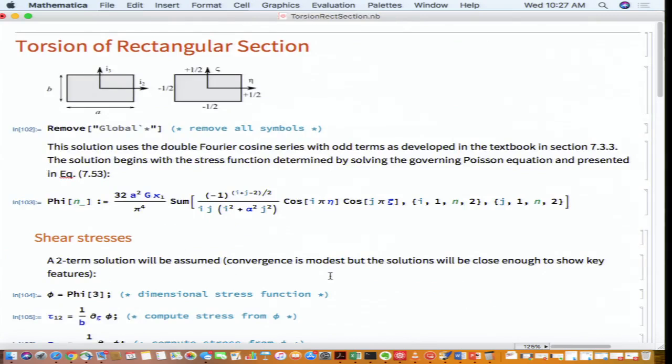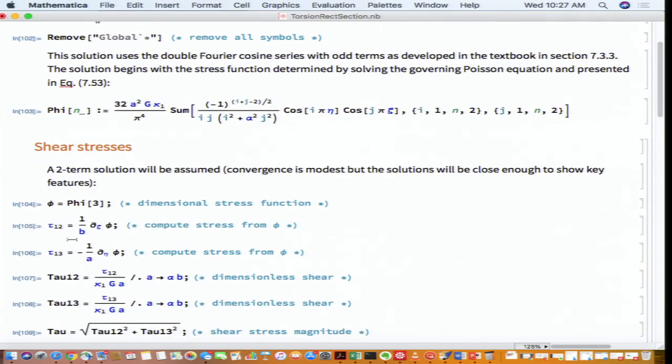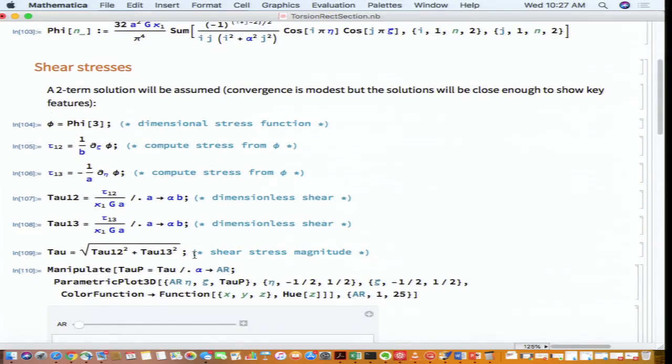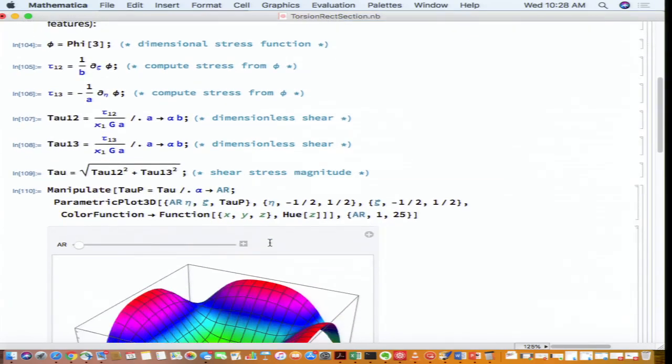So in class we did that you can represent a Prandtl stress function for a rectangular cross section by using a double Fourier series summation. It's the same thing here. We are evaluating the tau 1 2 and tau 1 3 using this function which we initially assumed, and then we are just using this relation to get the tau which is effective and the shear stress magnitude.